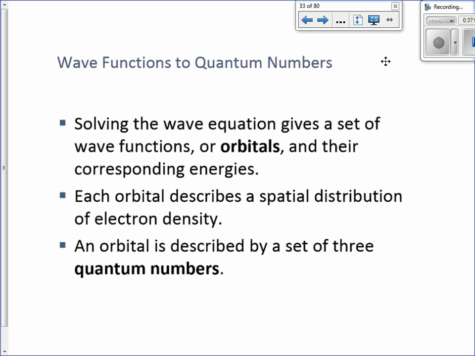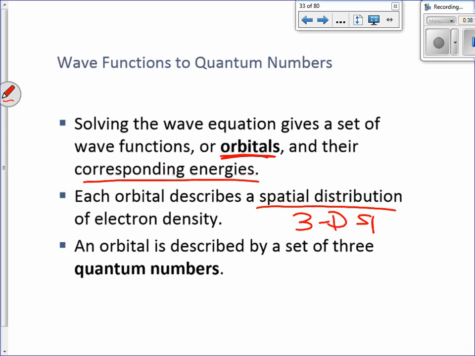No, you don't need to write every little bit down, I promise. Now, we need to talk about orbitals, because this is where the important application level is and where your problems are going to be coming from. Okay? The wave equation gives us a set of wave functions or orbitals and their corresponding energies. Each orbital describes a spatial distribution. So it's like a 3D space where that electron's going to be.